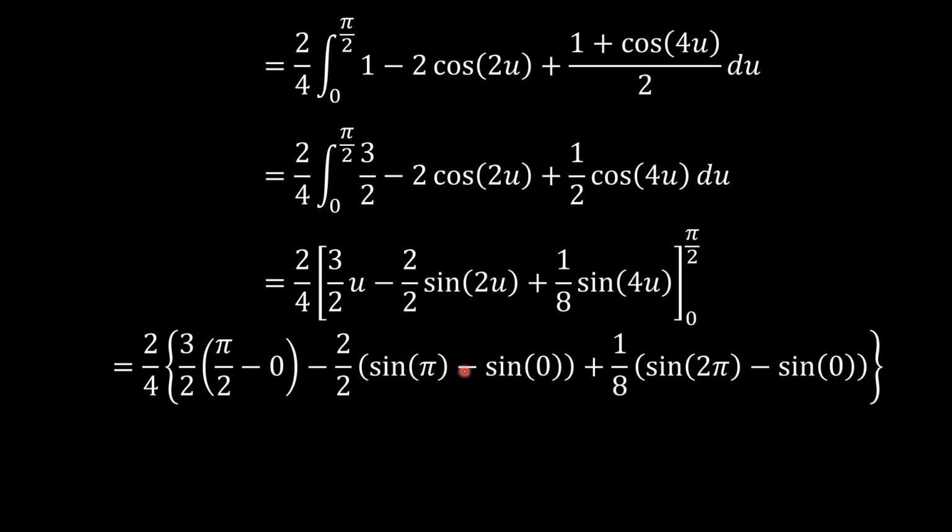So sine pi is going to be 0, sine 0 is 0. Sine 4u, that's sine of 4 times pi over 2, which is sine 2 pi, minus sine 0. Sine 2 pi is 0, sine 0 is 0, so this also passes to 0. And so we're just going to be left with 2 over 4 times 3 over 2 times pi over 2. So these 2's cancel, so we have 3 over 4 times pi over 2, which is going to be 3 over 8 times pi. And that's the answer that was being sought.